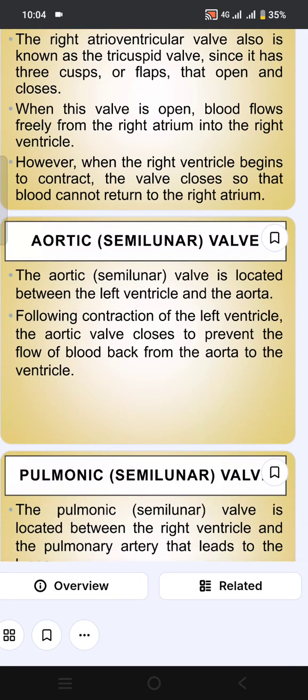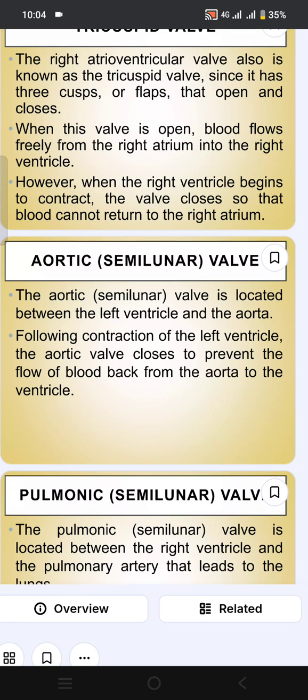Aortic semilunar valve. The aortic semilunar valve is located between the left ventricle and the aorta. Following contraction of the left ventricle, the aortic valve closes to prevent the flow of blood back from the aorta to the ventricle.